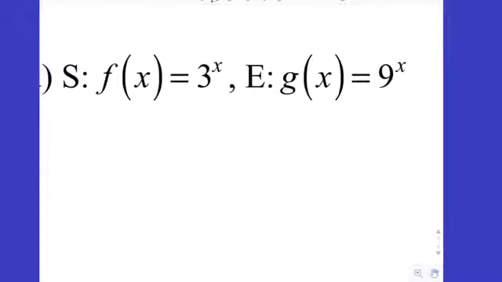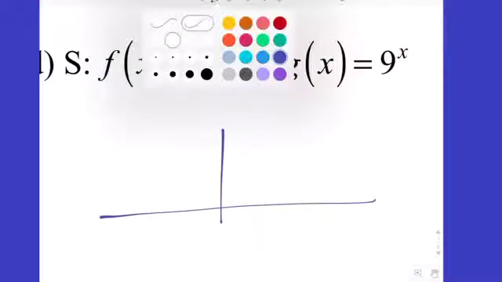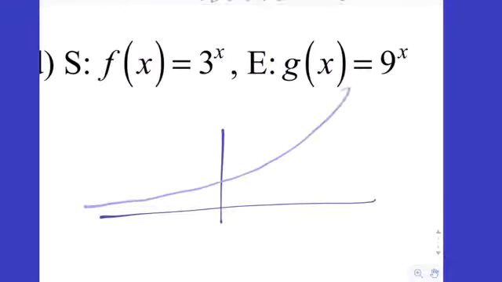All right, here's another one. Now, this one's going to be interesting transformation-wise because it's not immediately obvious. We want to get from the graph of 3 to the x power to the graph of 9 to the x power. So let me go ahead and just sketch 3 to the x. It's going to look something like that.